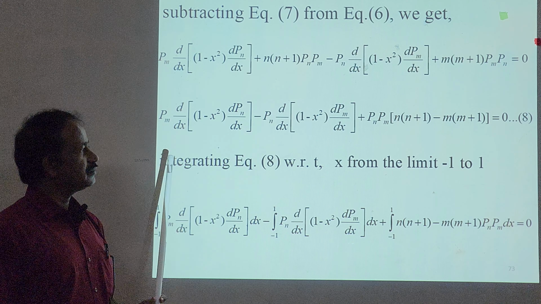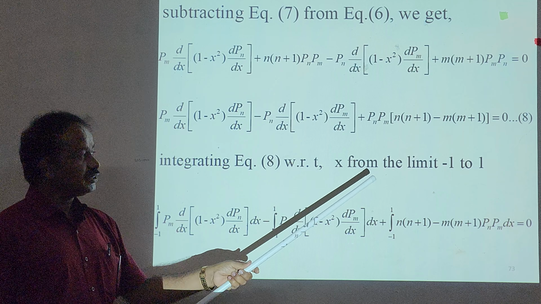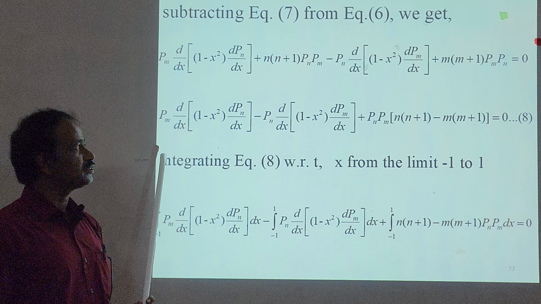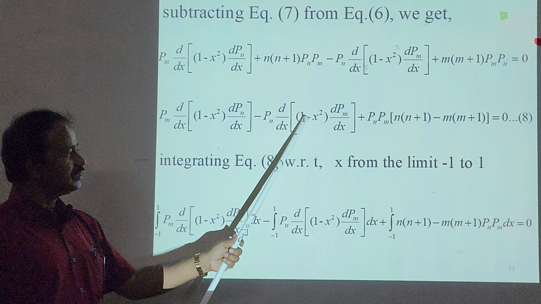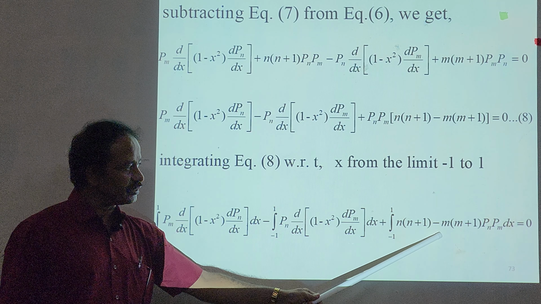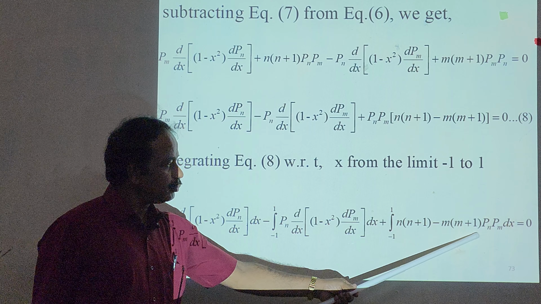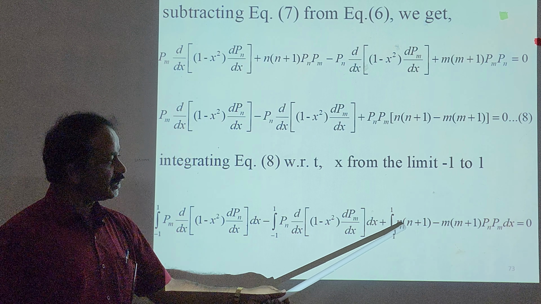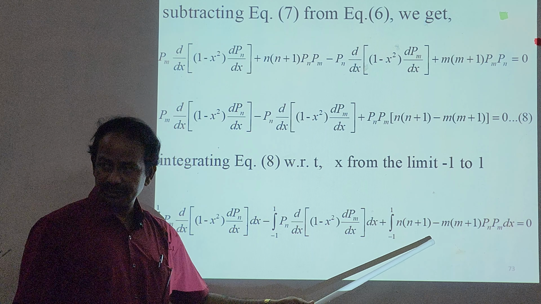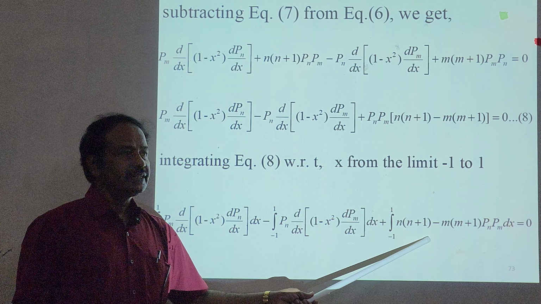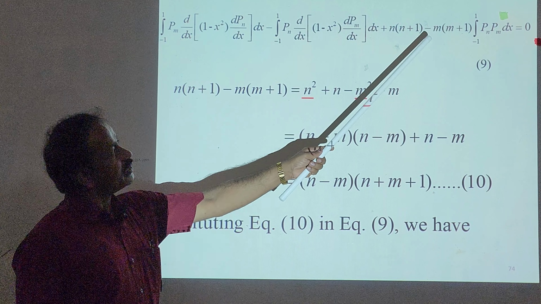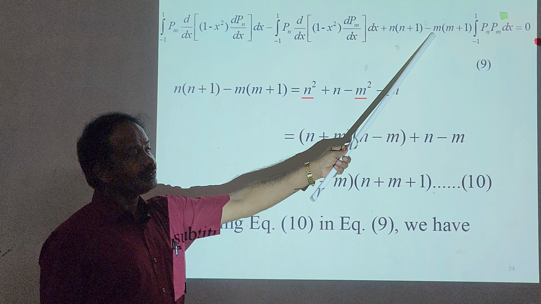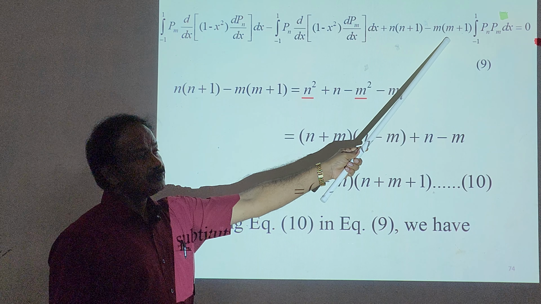Now integrate with respect to x with the limits minus 1 to plus 1 on both sides. So now we are going to integrate. This is your integral equation. This is your integration. I can pull n into n plus 1 minus m into m plus 1 out because it is independent of x.